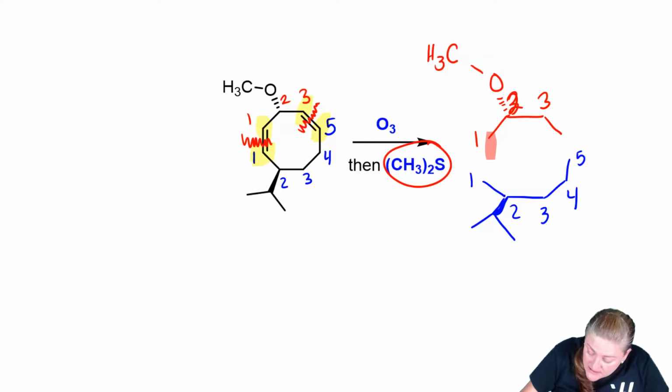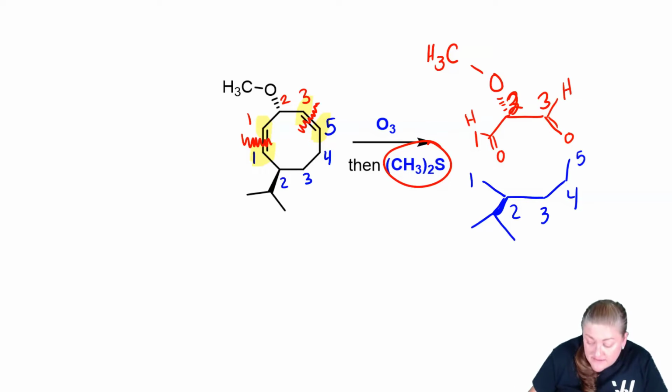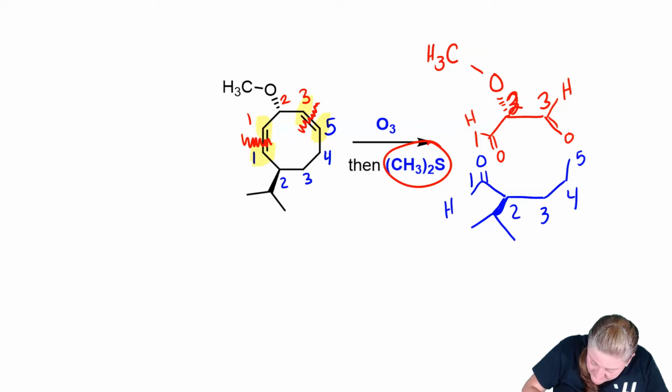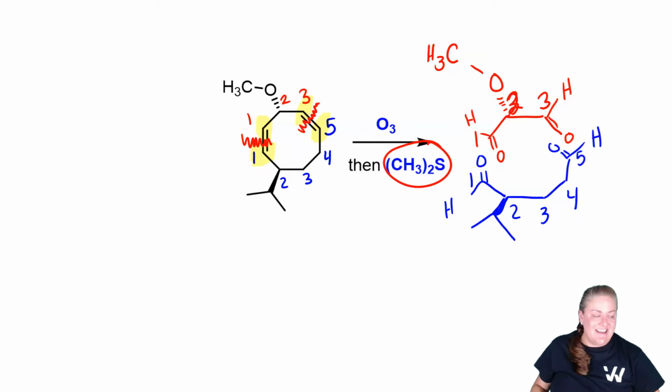Carbon number 1 here should have an aldehyde on it, like so. And carbon number 3 should also have an aldehyde, like so. Carbon number 1 down here should have an aldehyde, like so. Carbon number 5 should have an aldehyde, like so. And I am done. An especially tricky reaction showing that we need to cut this whole thing in half.